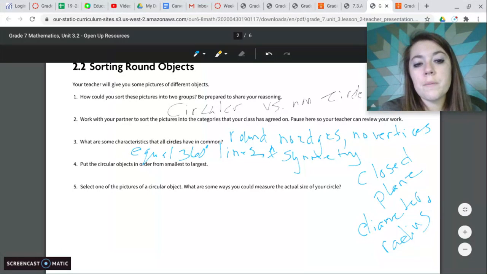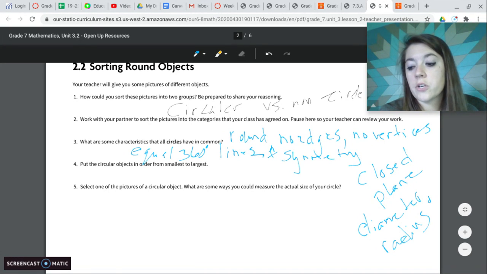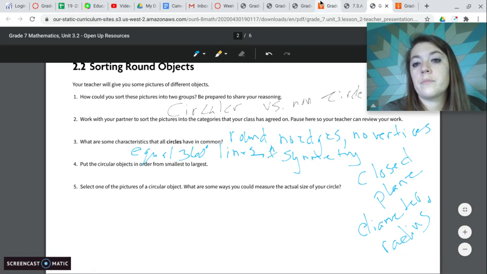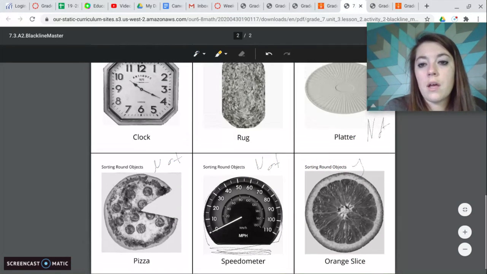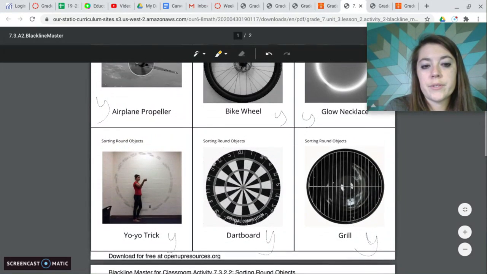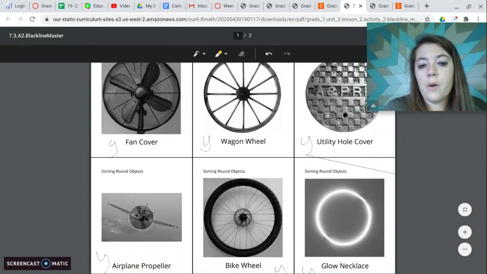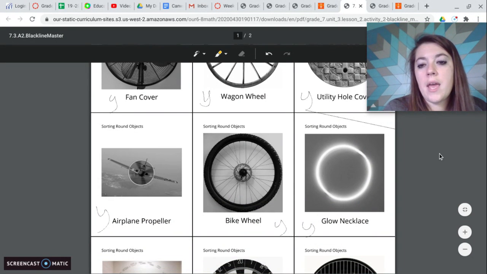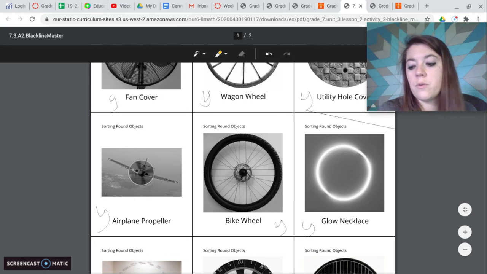All right, so we aren't going to put the objects in order from smallest to largest simply because that's a little hard with it being online versus having it there in front of us to sort out and move around. So for number 5, though, select one of the pictures of a circular object. What are some ways we can measure the actual size of our circle? So think about, let's look back at one of these pictures. Think about the glow necklace. How would we be able to take and measure this glow necklace? How could we do that?